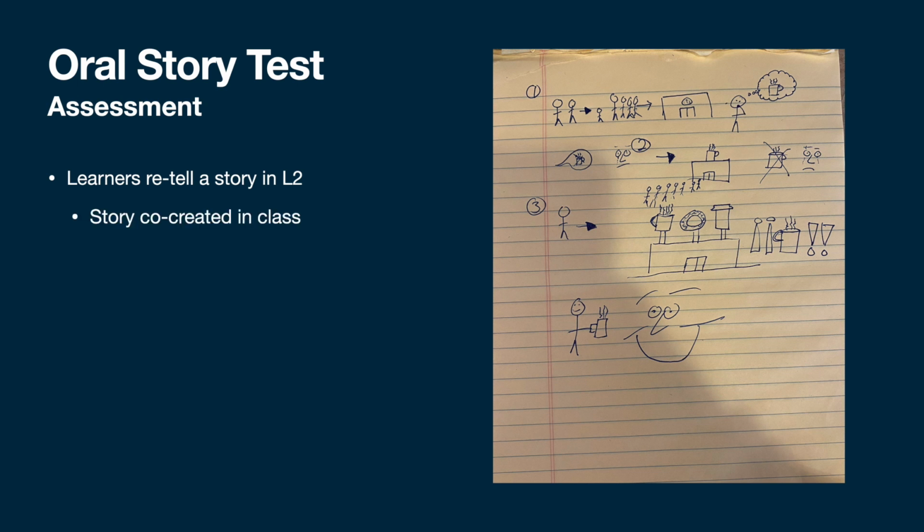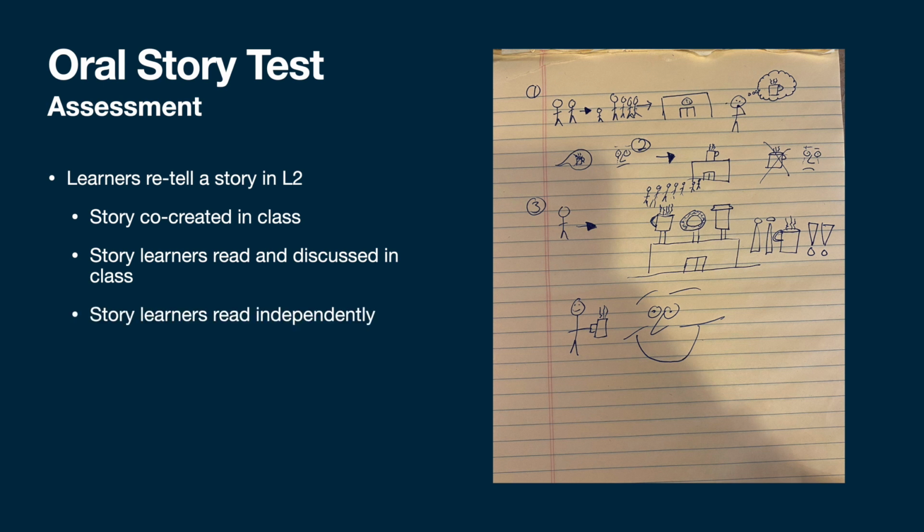It could be a story that we co-created in class. It could be a story that learners read and discussed in class. So maybe I provided a parallel version of a story for learners to read and discuss, and that's the story we use for the test. Or it could be a story that I've assigned learners to read independently. I tend to lean towards the first option, but any of these 3 would be perfectly valid, and I've done all 3 in the past decade of teaching with storytelling.